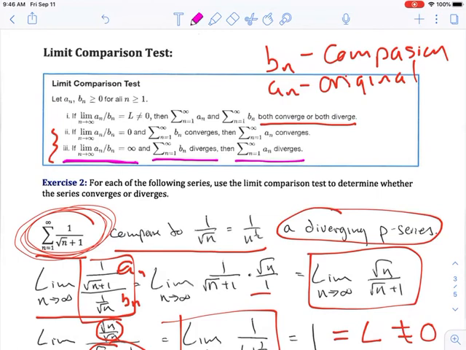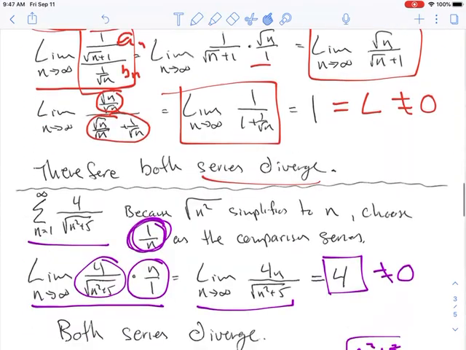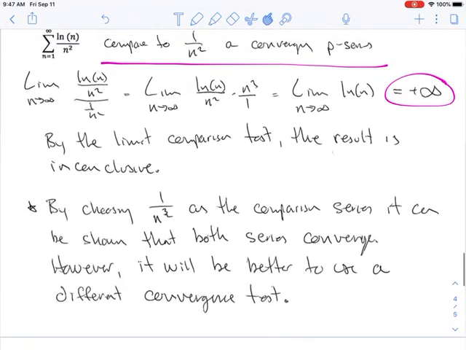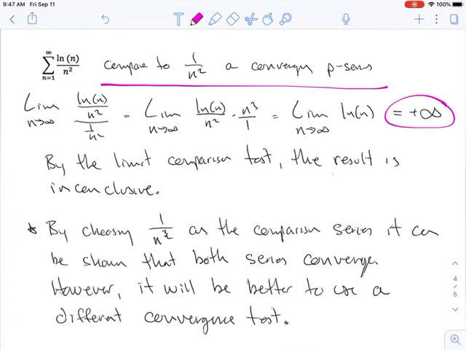So therefore, it's inconclusive. If b sub n converged, then a sub n converged, but that would only be true if the limit of the ratio was 0. Since the limit of the ratio of a sub n to b sub n is infinity, and because b sub n converges, not diverges, we get nothing out of this test. So there's a couple of things that you can do. Sometimes you can try using a different comparison series. If you use a different comparison series, like I wrote down here, by choosing 1 over n to the 3 halves as the comparison series, it can be shown that both series converge.